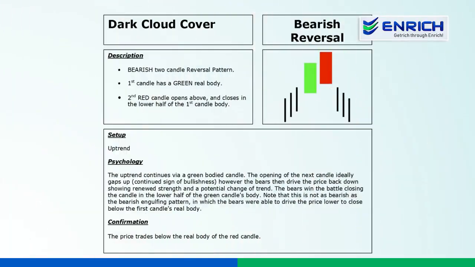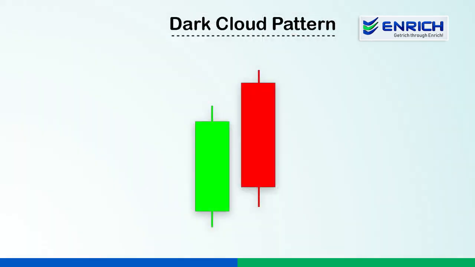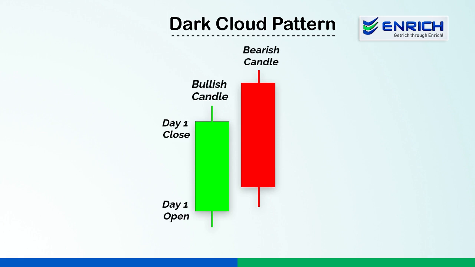Now let's look at the dark cloud cover pattern. The dark cloud cover is a bearish candlestick reversal pattern similar to the bearish engulfing pattern. Now there are two parts in this formation. A bullish candle is seen on day 1 and a bearish candle is seen on day 2.